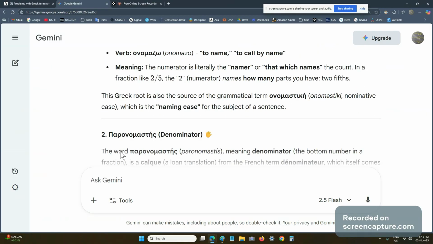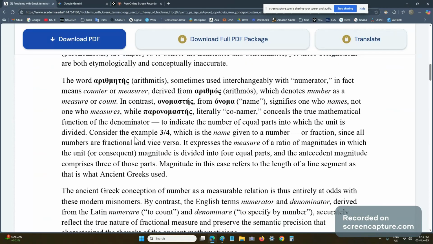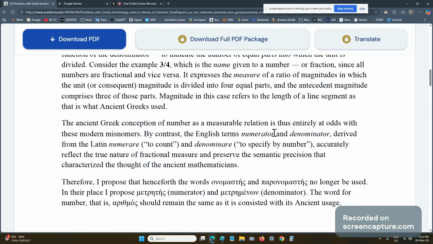So this causes confusion, as I talk about in my article. For example, 3/4, which is the name given to a number or a fraction, expresses the measure of a ratio of magnitudes as I've just explained, in which the unit or consequent magnitude, not number, consequent magnitude is divided into equal parts. In this case, 4 of them, and they have to be counted. That's why my recommendation is that we don't even use the English equivalents, numerator and denominator, which in my opinion are more accurate than the Greek, but not accurate enough.